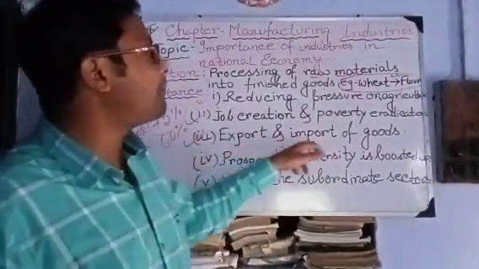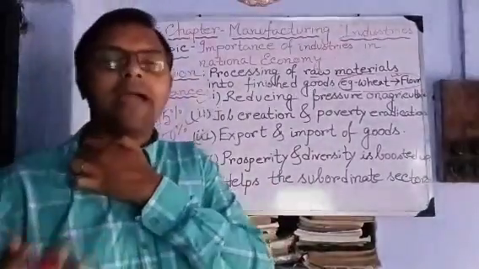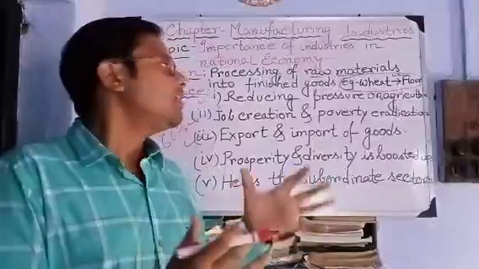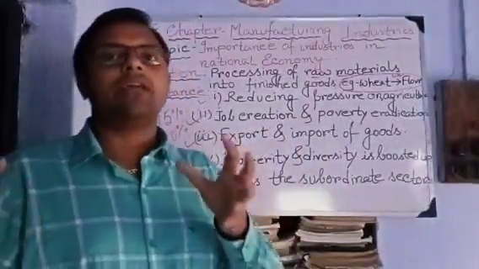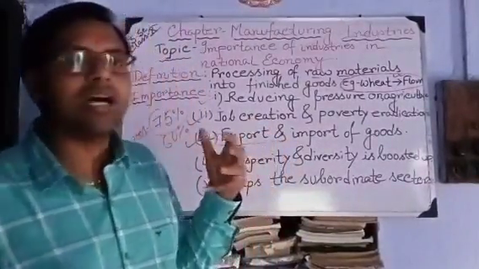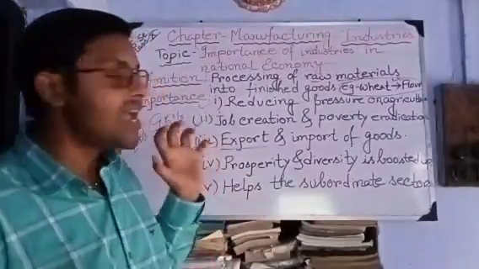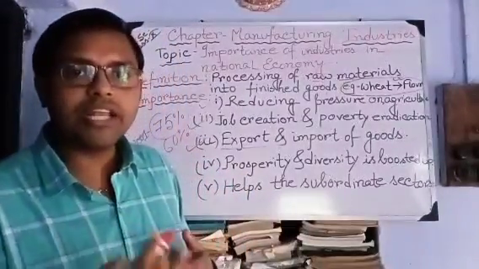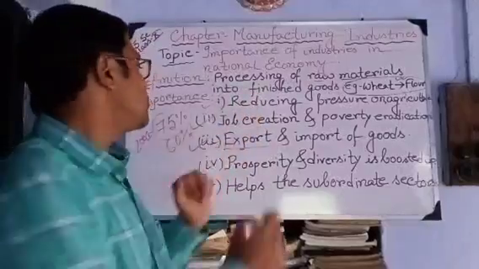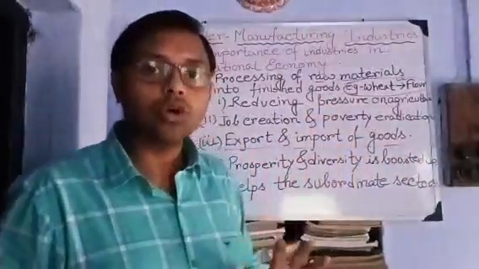Third one: export and import of goods. It helps the export and import of goods. Various types of raw materials like coal and manganese are utilized. Manufacturing industries are producing different types of goods like heavy machineries, wares, toys, jewelry goods, etc., which we are exporting to other developed countries, and also importing different types of raw materials and goods from other countries. This helps the exchange of the national economy and foreign exchange, which also boosts our national economy. So there is great importance of manufacturing industry in the export and import of goods.